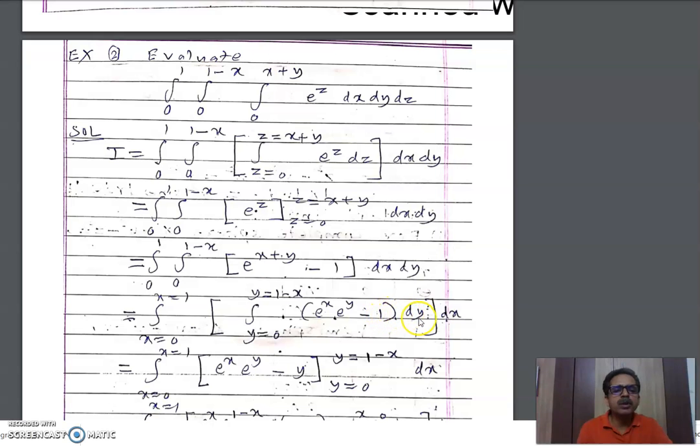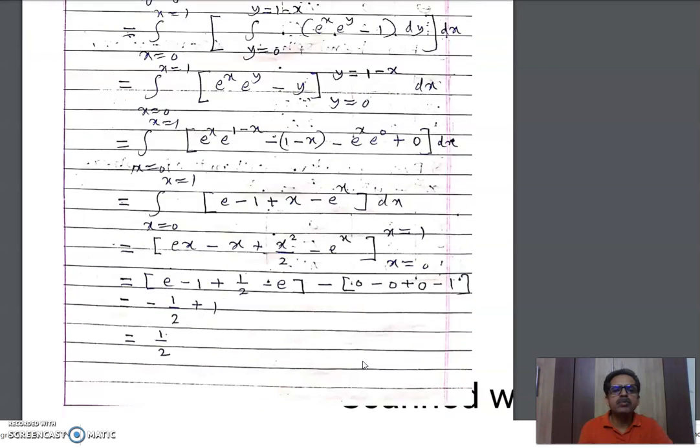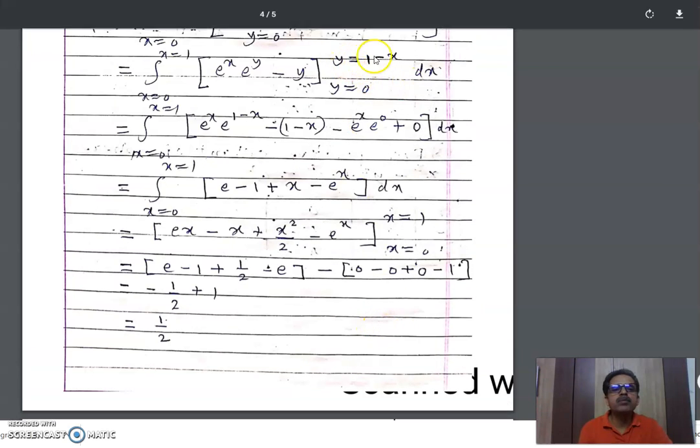The integration of this 1 with respect to y is y, with limit y from 0 to y is 1 minus x. First we put y is 1 minus x in the bracket, we find this, then you put y is 0, between them there is a minus sign. The problem is reduced to a single integration, and it is very easy. The integration of e is e raised to x, the integration of minus 1 is minus x, the integration of x is x square by 2, and the integration of the second term remains the same, minus e raised to x, with limit x is 0 to x is 1. First we put x is 1, then minus sign, then in the same bracket put x is 0. When you simplify, you can get the answer 1 by 2.